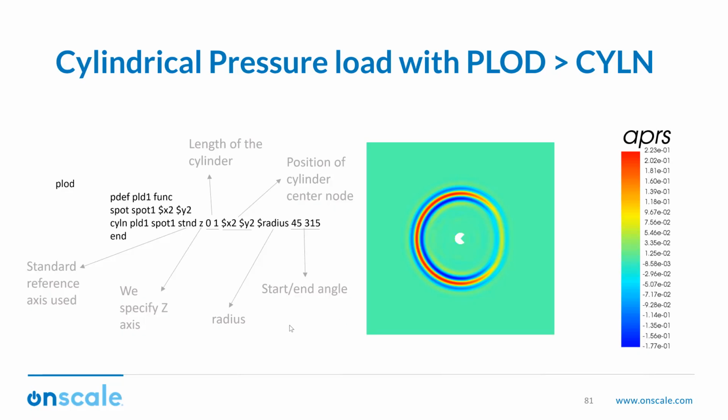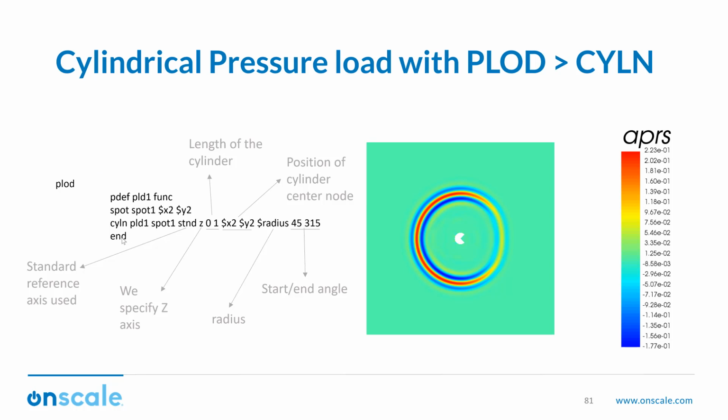Now let's look at another more advanced type of pressure load, which is the cylindrical pressure load with the command PLOD-CYLN. This basically takes again the PDEF and the spot, and the difference here is the CYLN command. The CYLN command will be found in the site command, where it will be used to create this, and then in the plot like this. This command is not exactly the same in the site and in the plot, so I'll show you the difference after that.